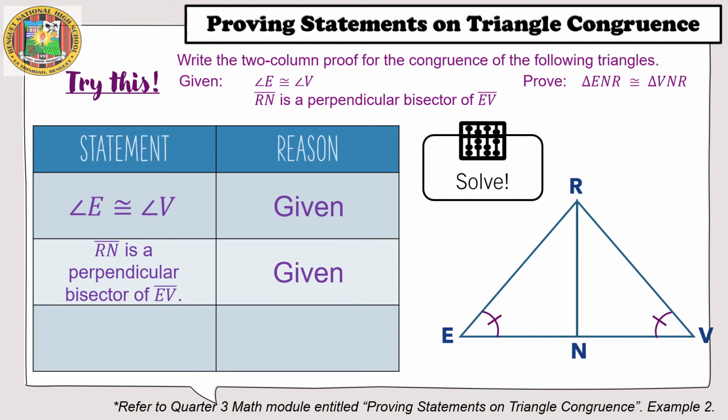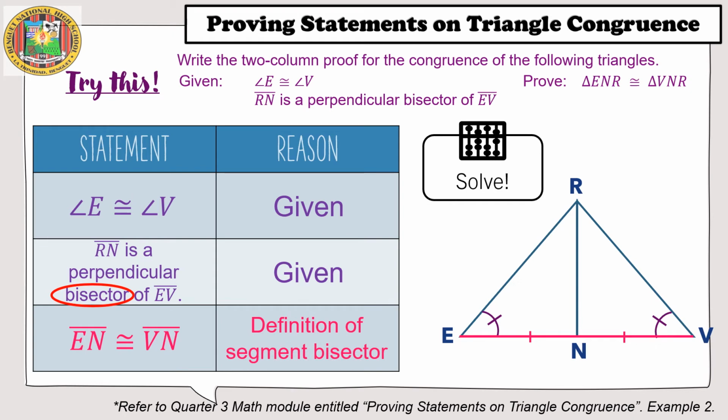Since segment RN is a bisector, that implies that segment EN is congruent or has the same measure as segment VN. This statement follows the definition of a segment bisector, as the statement clearly shows what a bisector does to the segment it bisects.